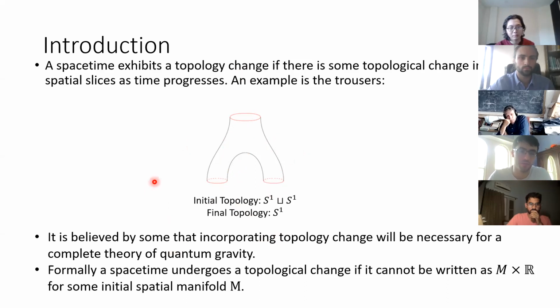It's believed that incorporating this idea of topology change is going to be necessary for a complete theory of quantum gravity. That's the motivation for studying it. The formal definition is that it is a topology change if you can't write the manifold as some spatial manifold M cross time. You can't do that here, because if you write this as just a circle cross time, you'll get a cylinder, but clearly it splits here. So there's a change in the topology. That's the basic idea.